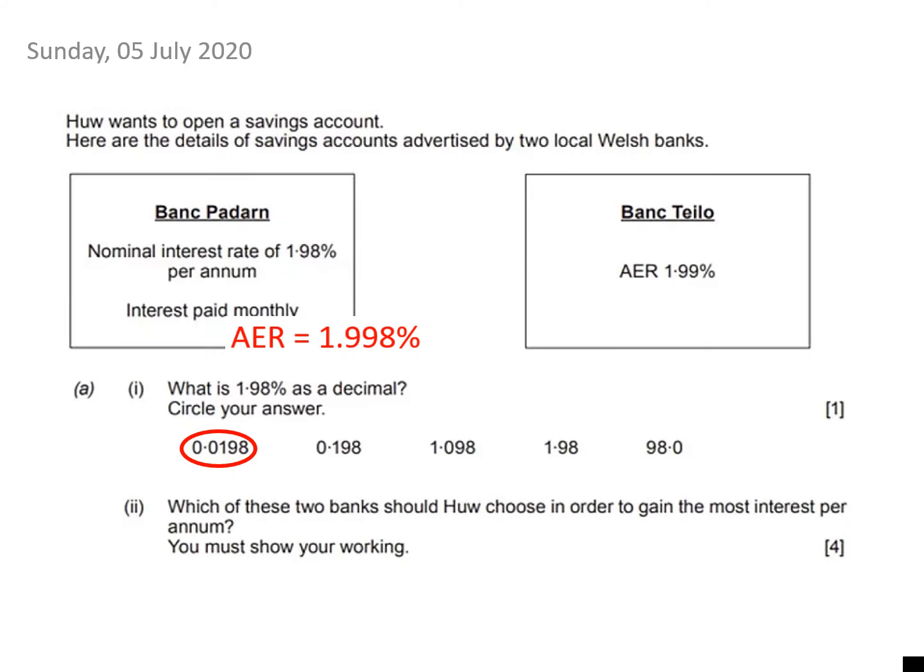So just to finish off that question, we've worked out that the AER for the Bank Padan, or however you pronounce it, is 1.998. So it's slightly higher than our Bank Tilo, which is paying 1.99. So this is an example, really. This on the face of it is paying 1.98. This one's paying 1.99. But because this has got interest paid monthly, we actually get a slightly better deal with this bank.